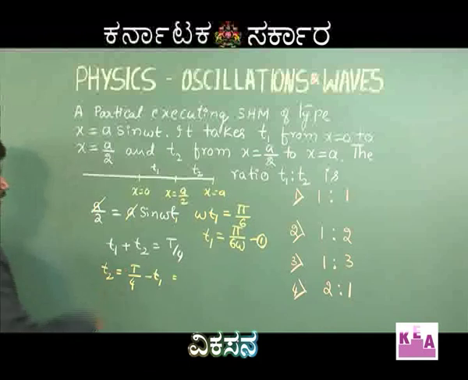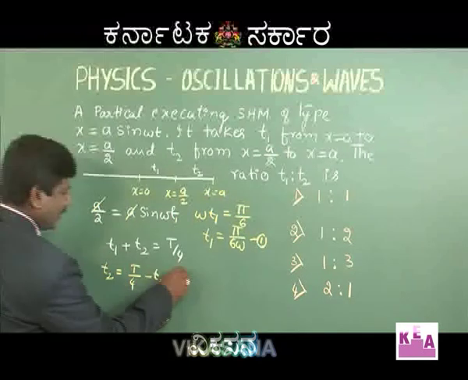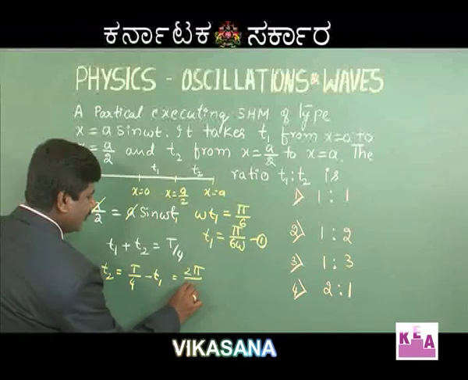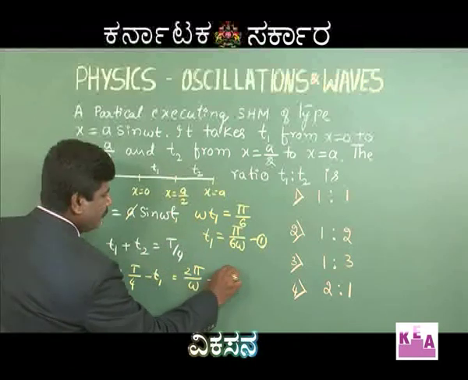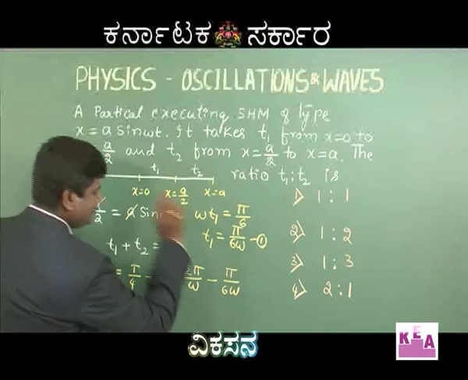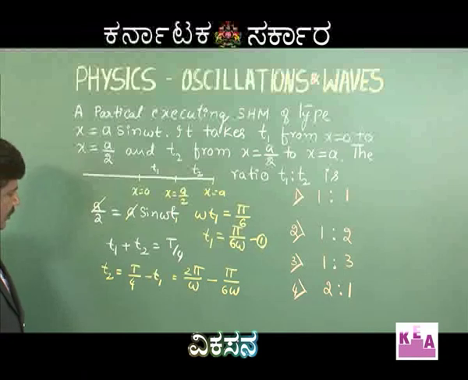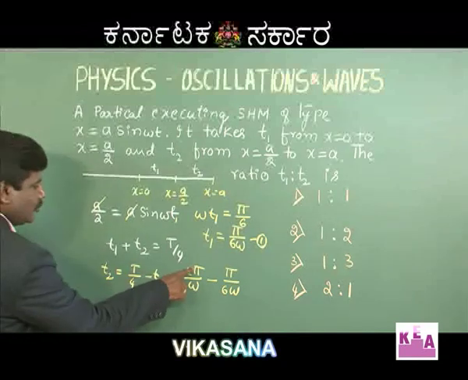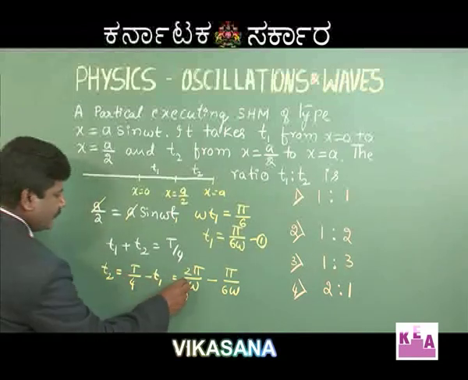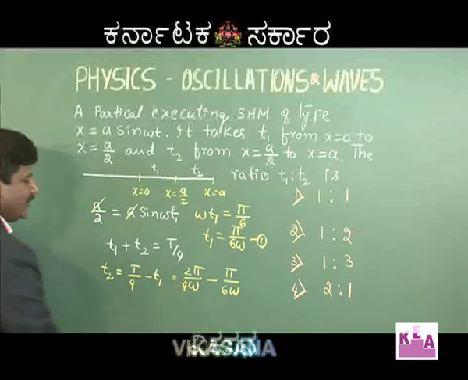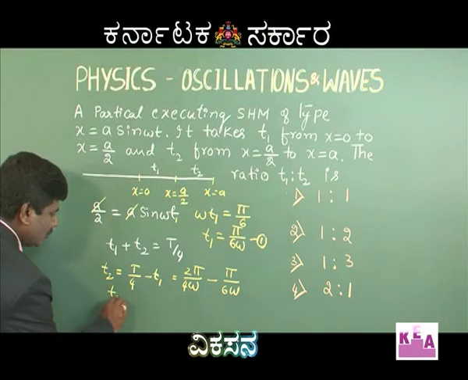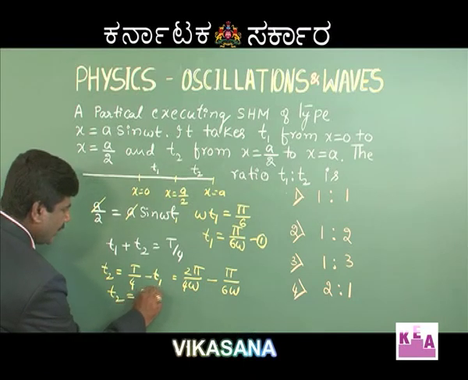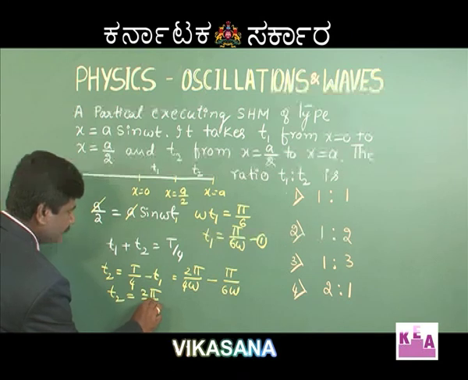So substitute the value of capital T. Capital T is equal to 2 pi by omega. So 2 pi divided by omega minus t1, which we have already found, pi divided by 6 omega. So if we simplify these two, here 2 pi by omega is T and there is a 4 term, it becomes 2 pi divided by 4 omega. So if we subtract these two, we get the value of t2, that is equal to 2 pi divided by 6 omega.